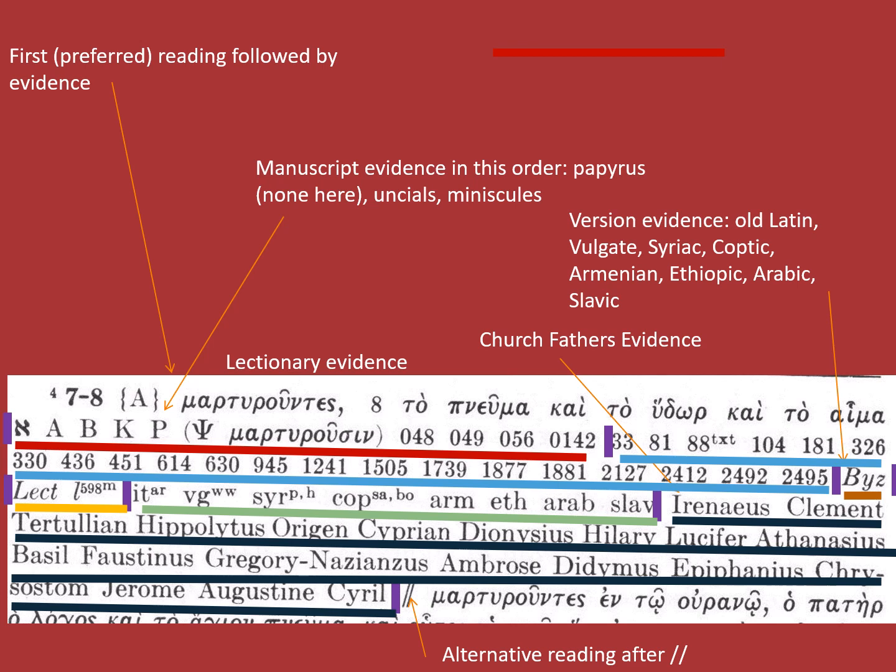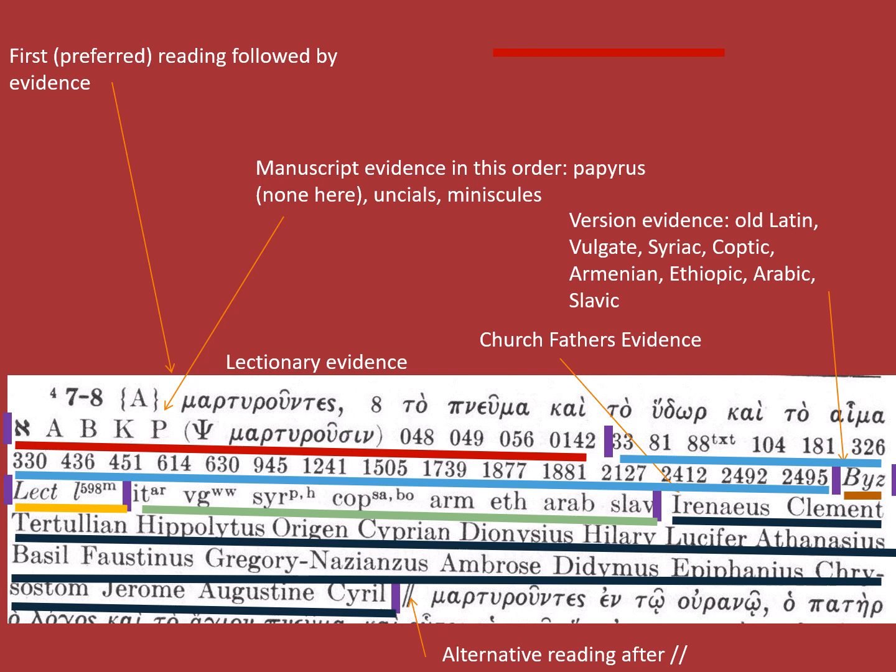The previous slide had the first bit of information, the footnote 4, the verses 7 to 8, and then the certainty reading in parentheses of an A. Right after that, what follows is the preferred reading for the UBS text. Now look down toward the middle and bottom of this apparatus selection, and you'll see two parallel slanted lines. I've written there alternative reading after, and then those two lines.